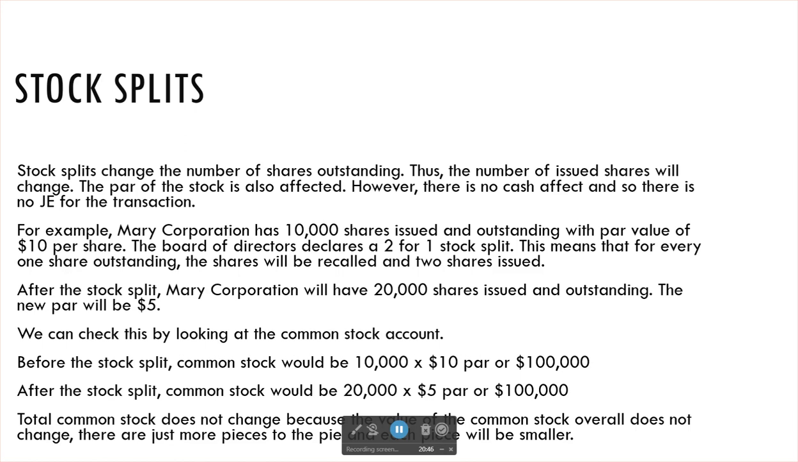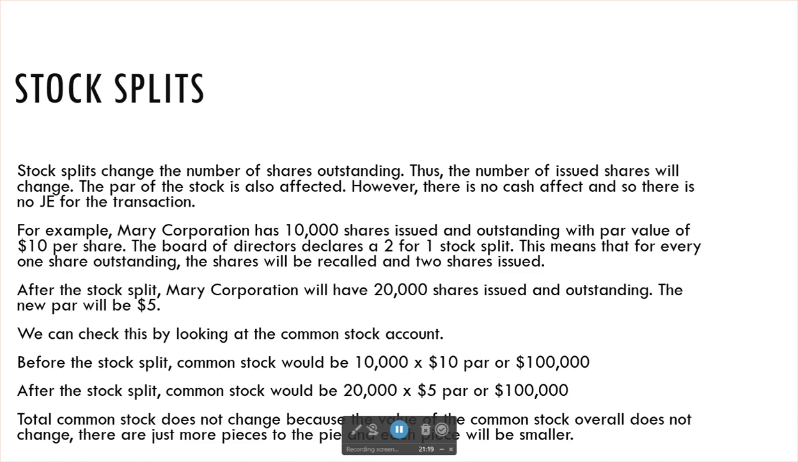So the number of issued shares will change. The par value of the stock will also be affected in these transactions. But the common stock account, the total dollar value in common stock, remains the same. Before the split, we had 10,000 shares at $10 par, or $100,000. After the split, you have 20,000 shares. The par changes to 5. The total common stock value in there does not change.